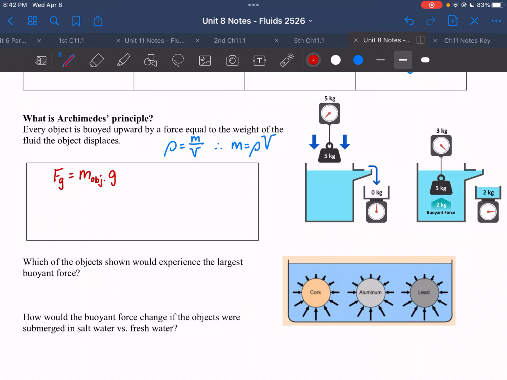So I can actually replace the mass of the object by saying it is the density of the object times the volume of the object times the acceleration due to gravity. This is going to be the weight of the object.